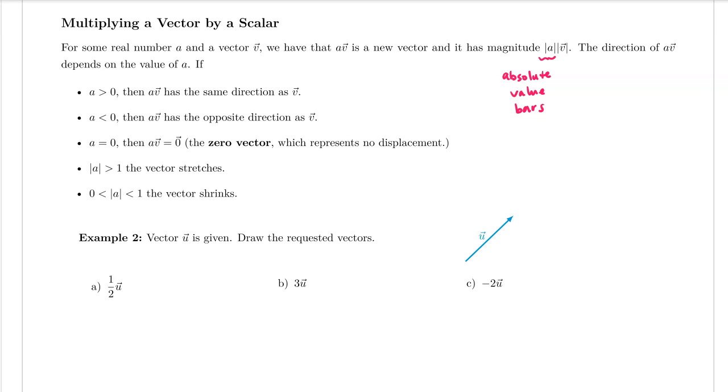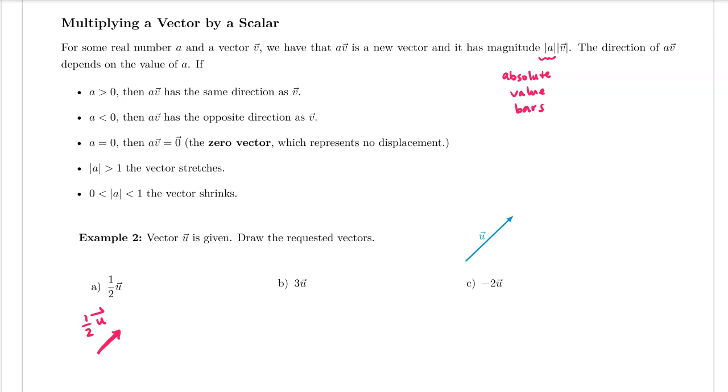Let's go through an example. Example 2 says vector u is given, draw the requested vectors. So here we have a picture of our vector u, and in part A we want to draw 1/2 times the vector u. So we're taking the vector u, it has to go in the same direction, but basically the length or magnitude of it, we're cutting in half. So that's the best I could do drawing it by hand. So this is 1/2 times the vector u.